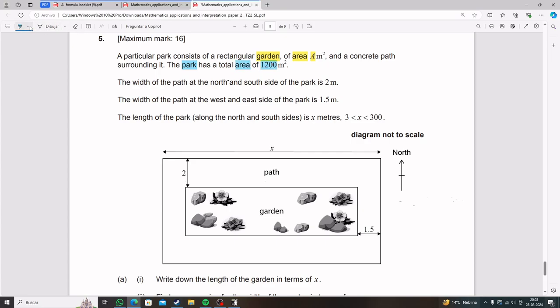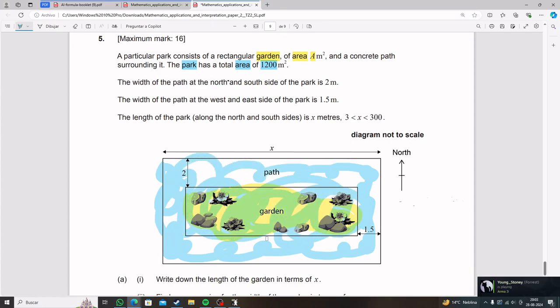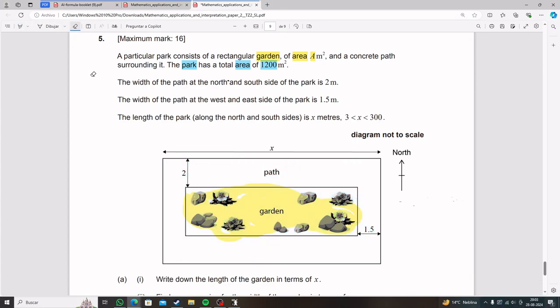So one thing is the area of the garden, which is this guy right here. And another entirely different thing is the area of the park, which is not only what surrounds it, but also what's inside. Okay, so the area of the park is the path plus the garden. Well, the area of the garden is, of course, only the garden.